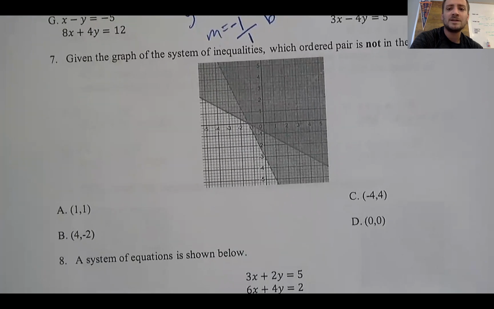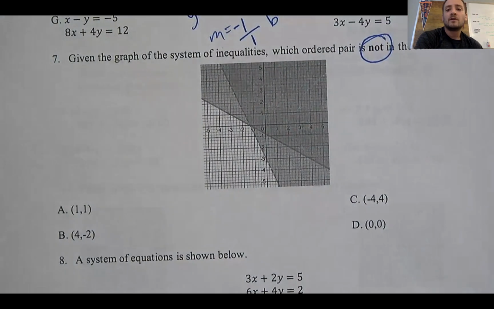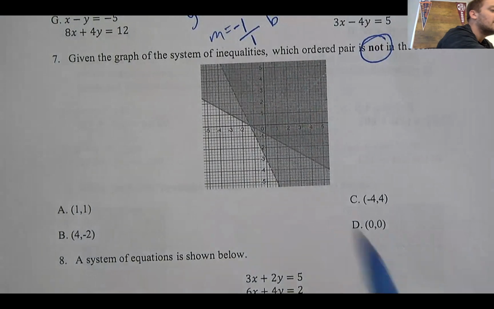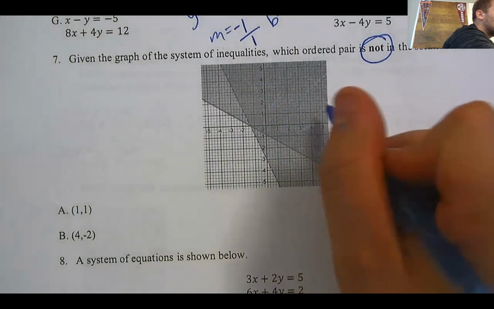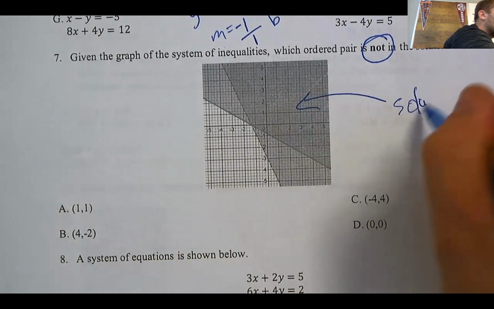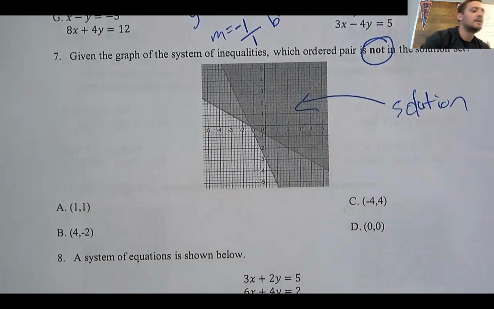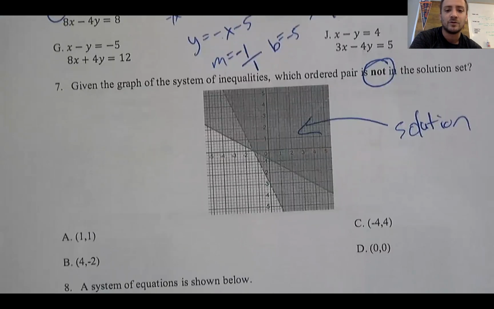Question number 7. Which of the following is not? Okay, so let me highlight that. That's a key word. So remember, whenever you're graphing inequalities, we know that our solution is where the double shaded area is. So this really dark region right here is our double shaded area. Any point in this area is a solution. Any point that falls in that really dark area is considered a solution.